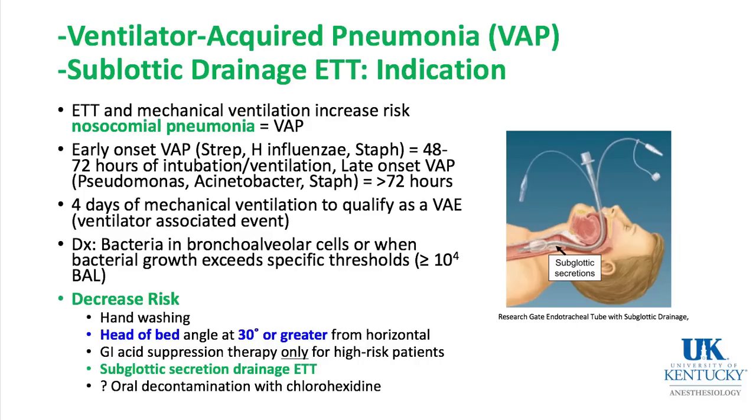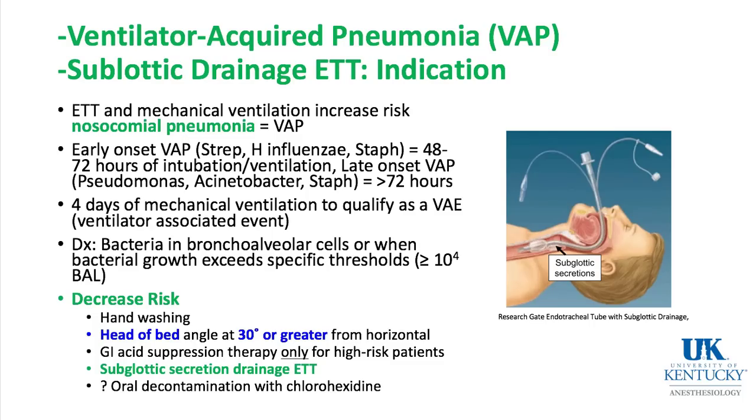The next key word is ventilator-acquired pneumonia and subglottic drainage endotracheal tube. I've combined them together because one of the major indications for a subglottic drainage endotracheal tube is an attempt to prevent nosocomial pneumonia or ventilator-associated pneumonia. When someone has an endotracheal tube and is mechanically ventilated for an extended period of time, there is a risk of them developing ventilator-associated nosocomial pneumonia.